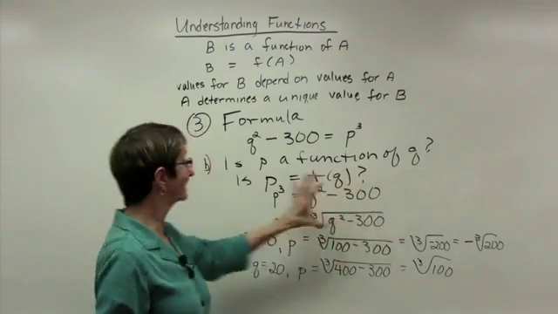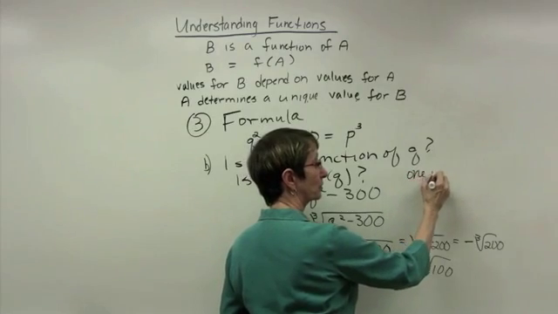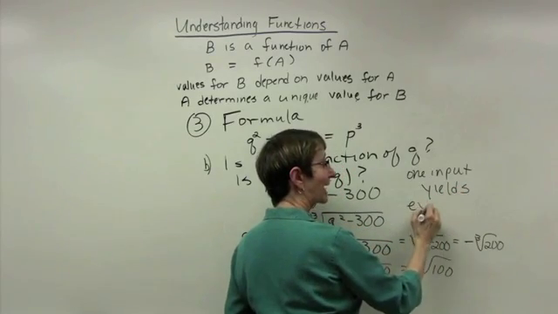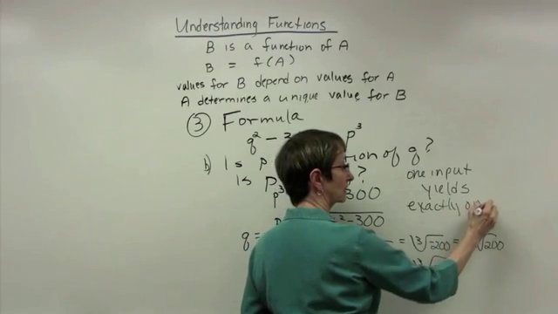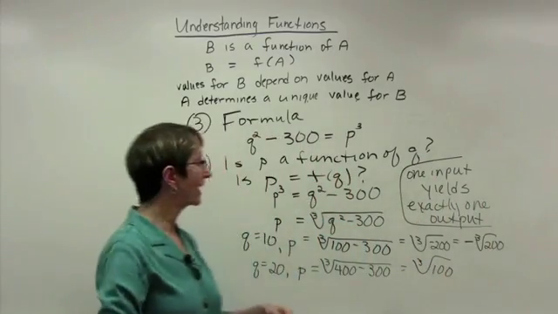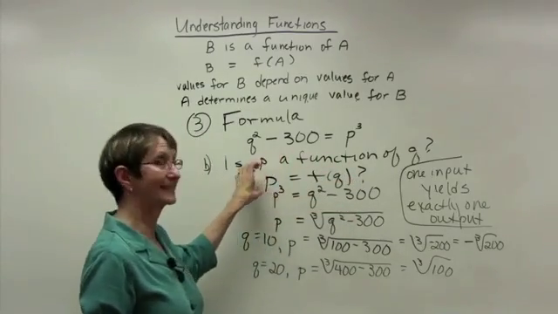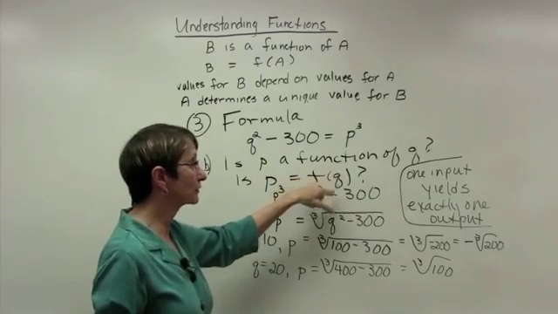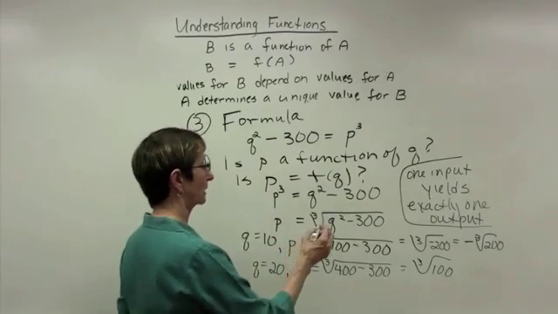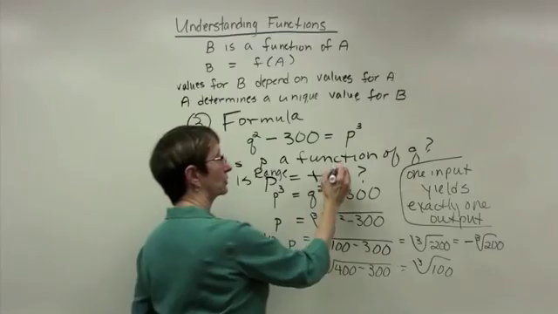So for all the cases going in this direction, P is a function of Q because one input yields exactly one output. So P depends on Q, Q is independent, P is the dependent variable. All the values for Q make up the domain of the function, and P values are the range. So P range, Q domain.